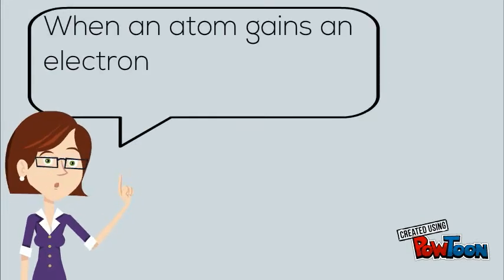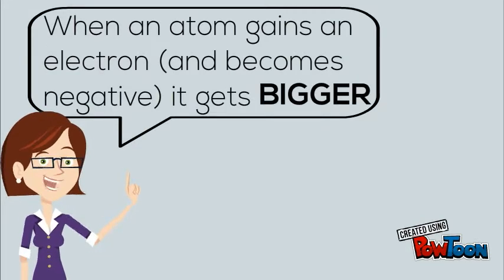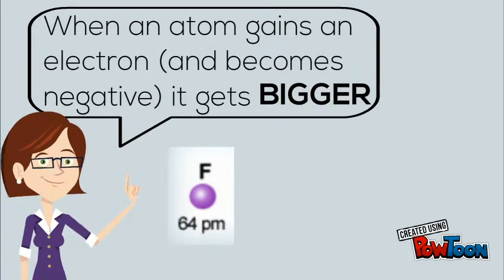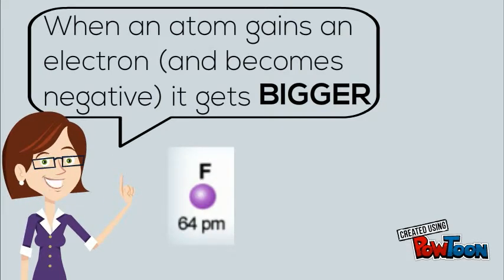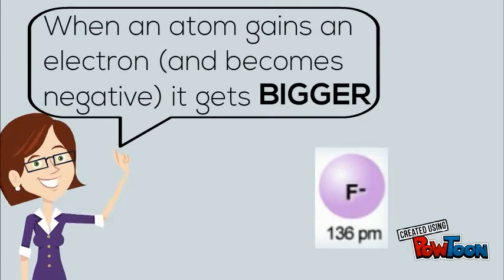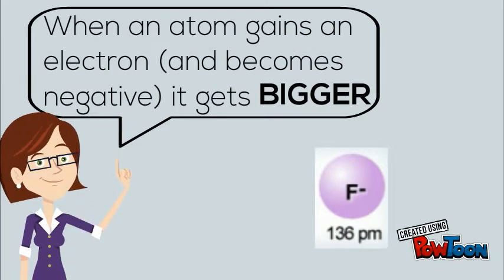When an atom gains electrons and becomes negative, it gets much larger. So if we look at this fluorine atom, it has a radius of 64. Once it gains an electron, now it has to hold on to 10 electrons with just 9 protons, so it's much larger.